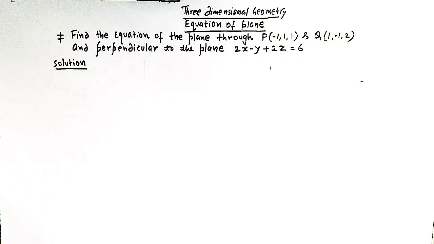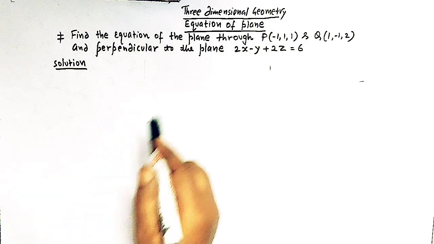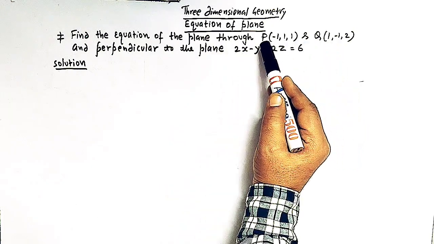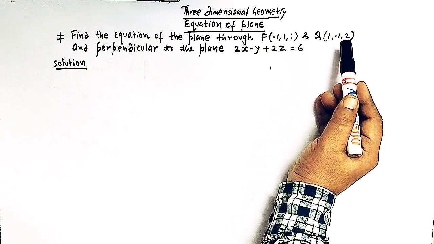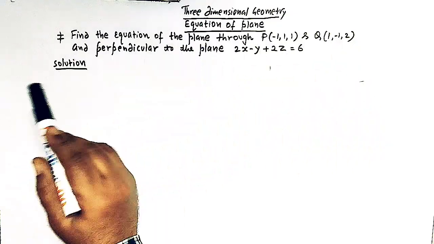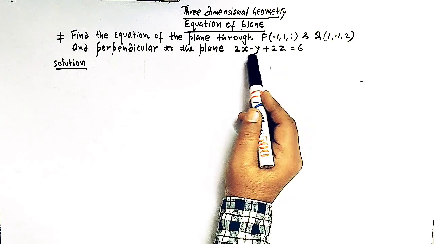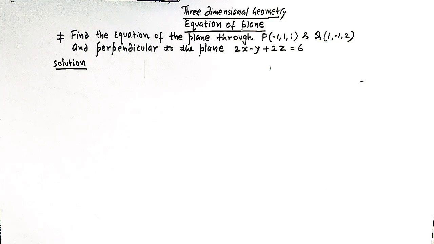Hello, viewers. In today's session, we are going to discuss a very important and conceptual problem from three-dimensional geometry. Here we have to find the equation of the plane which passes through these two given points, the point P(-1, 1, 1) and the point Q(1, -1, 2), and the plane is perpendicular to this given plane whose equation is 2x - y + 2z = 6, right?